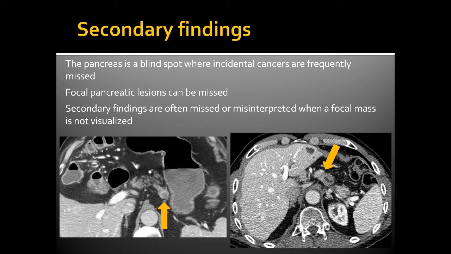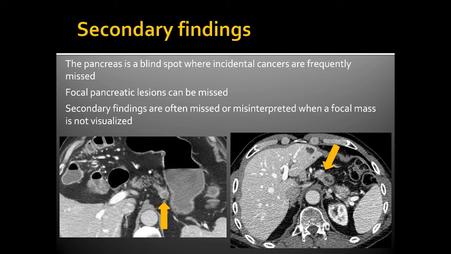The pancreas is a blind spot where incidental cancers are frequently missed. Remember that the pancreas is oriented obliquely, so if you don't scroll through the entire pancreas, you can miss exophytic neuroendocrine tumors coming off the top or the bottom. The left-sided image shows you an example of a neuroendocrine tumor that was missed.